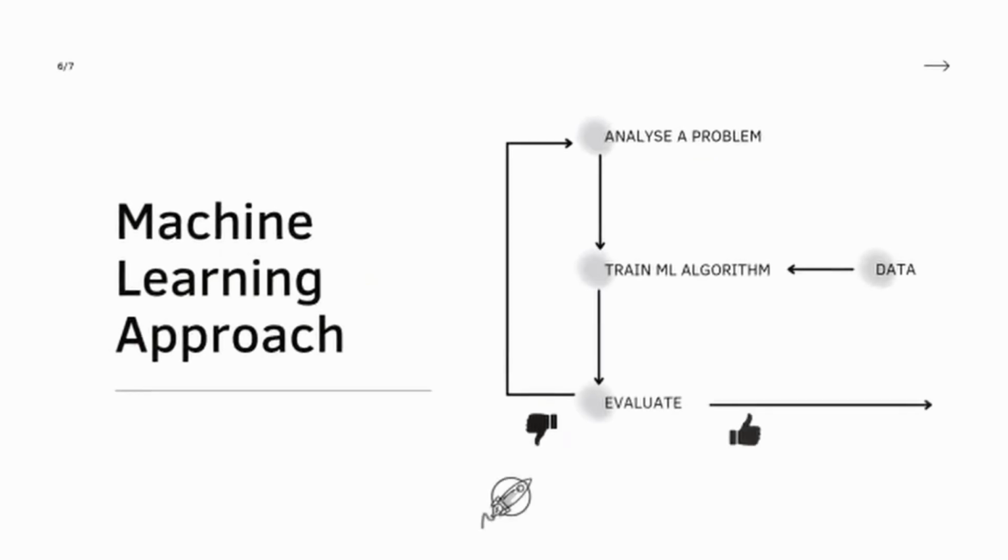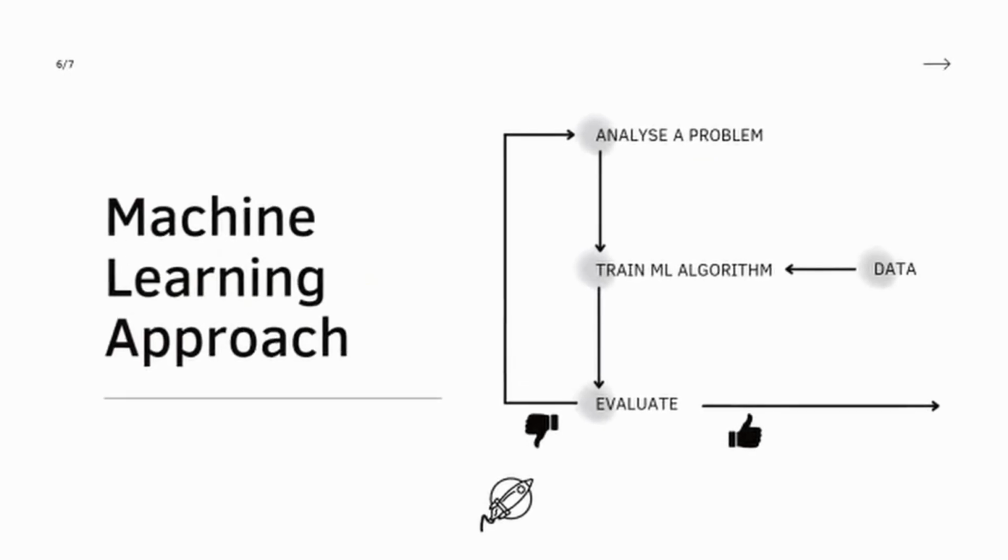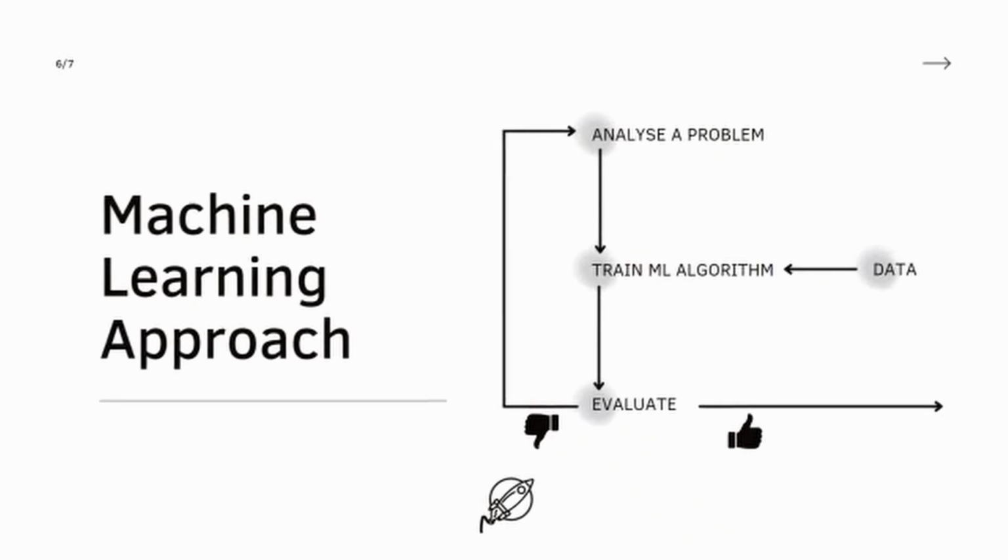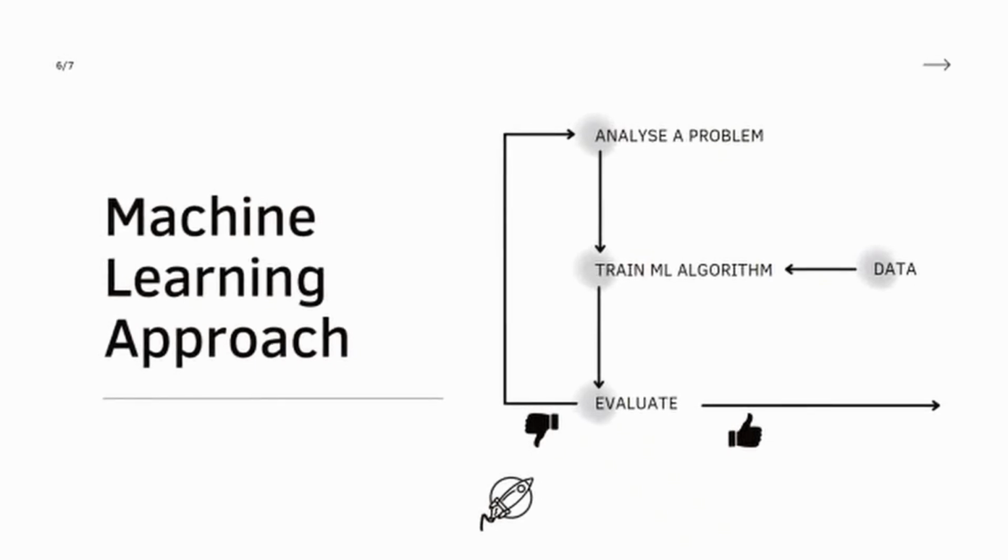In the machine learning approach, we analyze the problem and then select and train a machine learning algorithm. And how do we do this? As you already know, with data, with a lot of data. And after training the algorithm, we evaluate if it is performing well or not. If not, we analyze again the problem, the data. We also try other algorithms, we fine-tune the algorithms, and when it is ready, we deploy it to production and it becomes available to use.